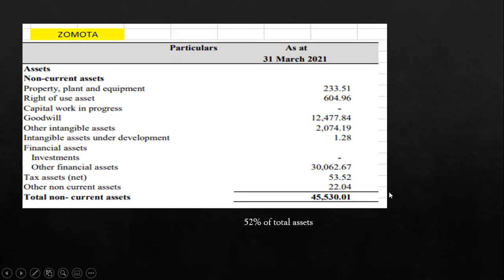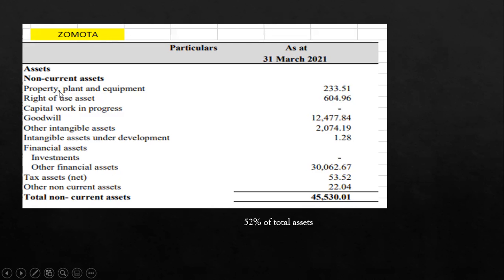Zomato's non-current assets: we can see Zomato is not a manufacturing company. It provides a platform, right? So obviously their property, plant, equipment will not be very high. What are the components of non-current assets of Zomato?